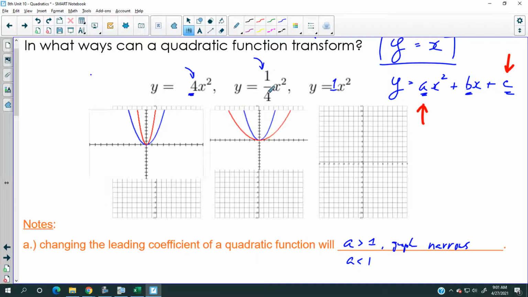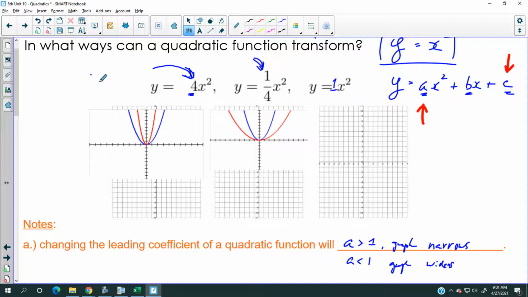If it's less than 1, meaning a fraction, as it gets smaller and smaller, the graph widens. So in other words, the smaller and smaller this number becomes, the wider the graph gets. Now, some of you might say, Mr. Ring, isn't that counterintuitive? Because if the number's bigger, shouldn't the graph go wider?